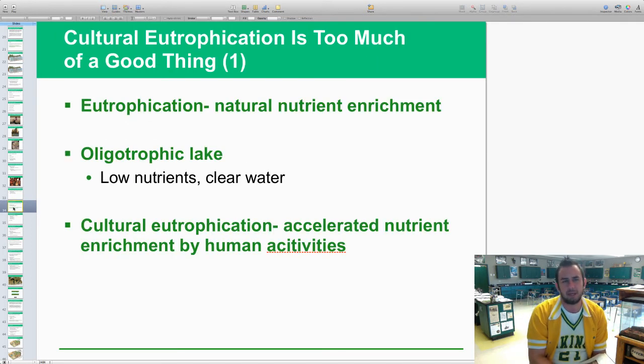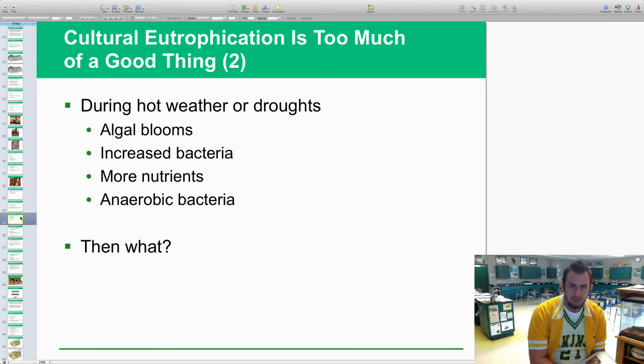We already talked about this before, but here's a refresher. Eutrophication is natural nutrient enrichment. If people are adding to that, we call it cultural eutrophication, an accelerated nutrient enrichment by human activities. Then there's one that's perfectly clear and pristine: an oligotrophic lake with low NPP, low nutrients, and clear waters. Cultural eutrophication is too much of a good thing. During hot weather or droughts, you see algal blooms, increased bacteria like coliform, more nutrients, and a lot of anaerobic bacteria. Then what happens? We know a lot of fish die off. We talked about this earlier in this chapter and throughout the semester, and it can cause a lot of problems for organisms.